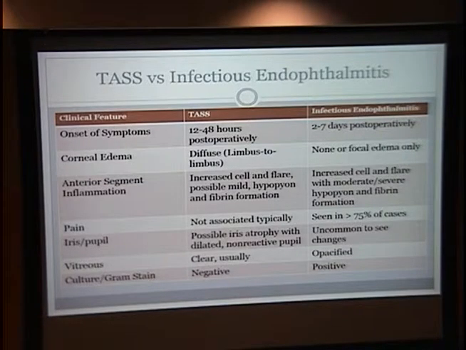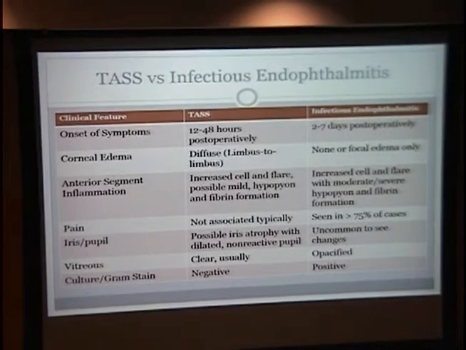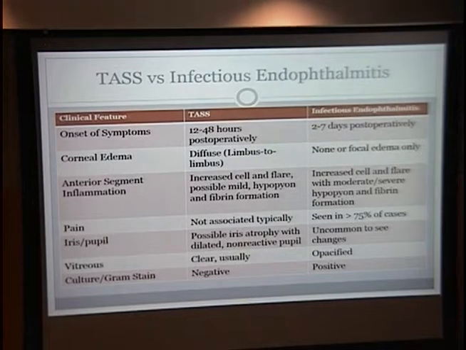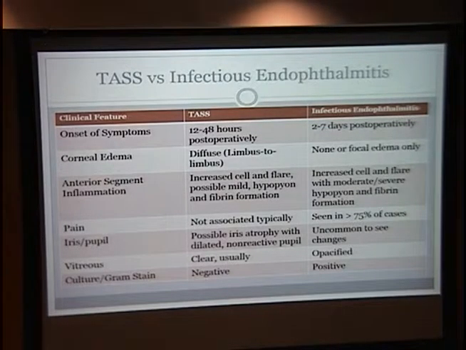So this chart right here is to help distinguish some of the main differences between the two entities. One of the first I want to draw your attention to is the onset of symptoms. In TASS, this generally occurs very acutely within 12 to 48 hours. However, in infectious endophthalmitis, it takes a little bit longer, usually 2 to 7 days postoperatively. And even the most virulent strains of bacteria won't result in symptoms until a few days after.